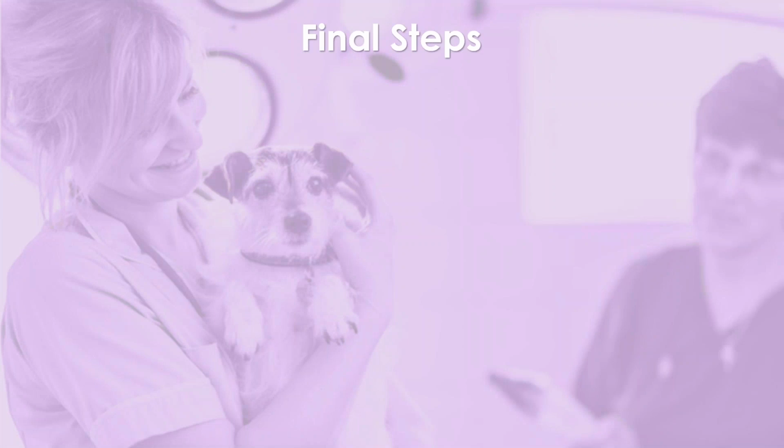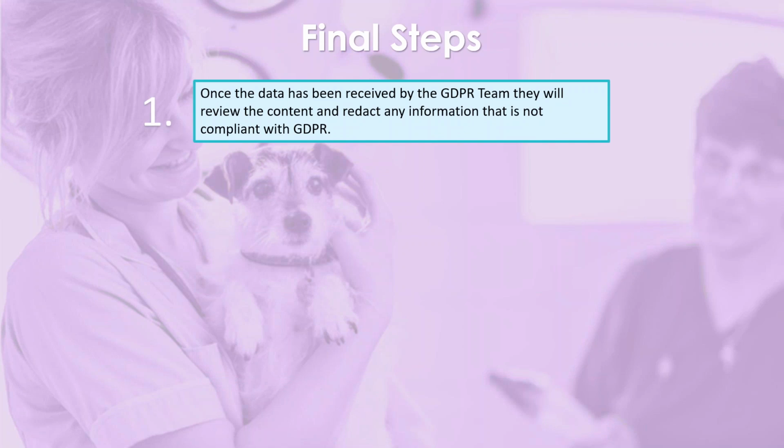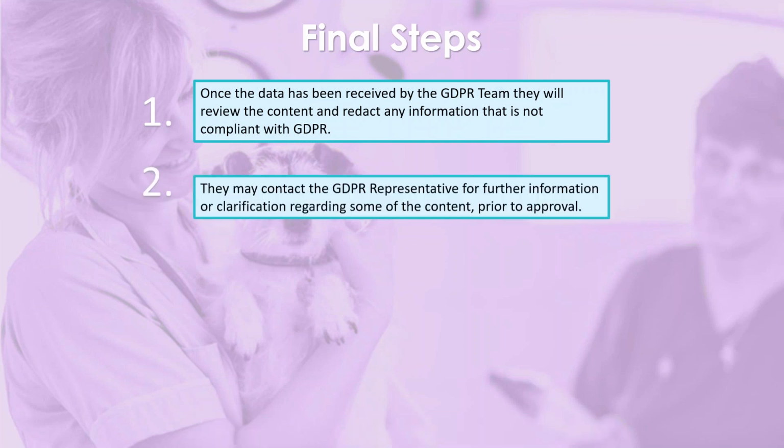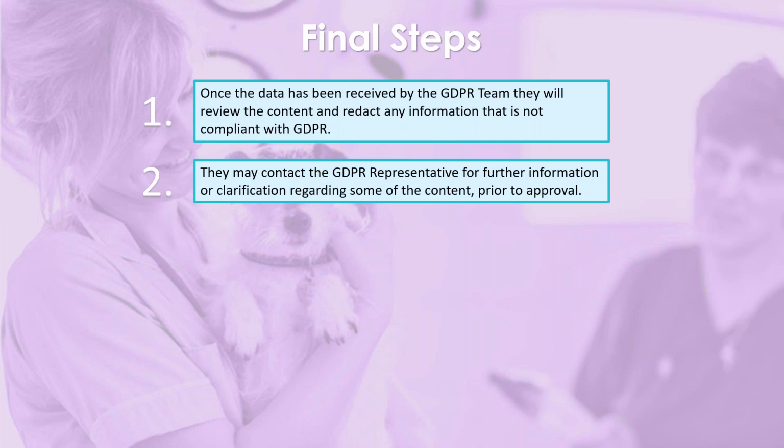So, what are the final steps in the DSAR process? Once the GDPR team at Central Support receive all of the data that you've sent them, they'll go through it, check it for accuracy, and redact any non-compliant information. They might contact you at this point to clear up anything they're not sure of, or ask you for more context or clarification on the information that you've sent. They might also contact you if they feel that information might be missing.